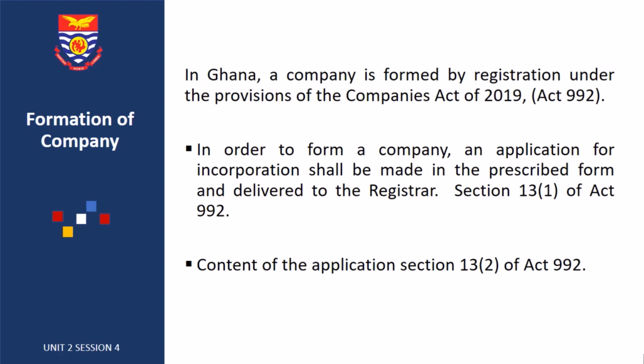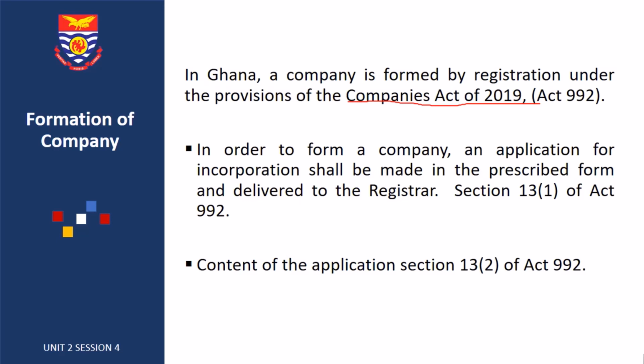You have to know that in Ghana, a company is formed by registration of the proposed company under the Companies Act 2019, Act 992. So before you can register your business as a company, you have to register it under the Companies Act 2019, Act 992. The registration is conferred by the state through the Registrar of Companies. Now, in order to form a company, you have to comply with the provisions of Section 13 strictly.